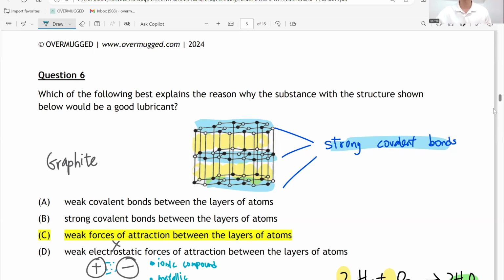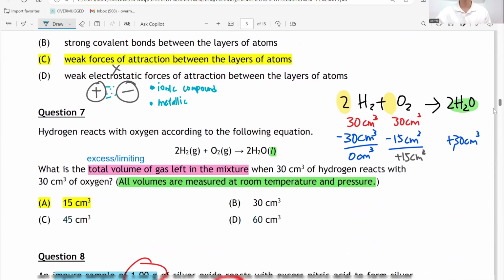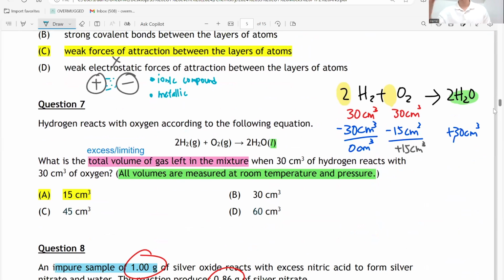Next, question 7. I need everybody's attention because earlier I told you we will see another question for limiting and excess. Remember, we are going all the way back to mole concept. This question itself, if you ever see the phrasing, total volume of gas left, it is implying that the question type here will deal with excess and limiting. Based on the equation, you can quite clearly see that there is a mole ratio that you will subsequently translate to your volume ratio as well. You all remember the question type I was talking about?